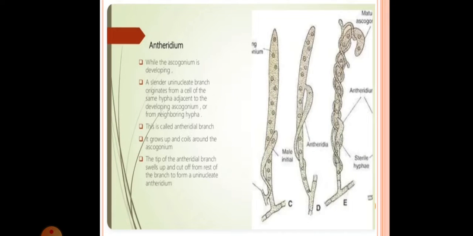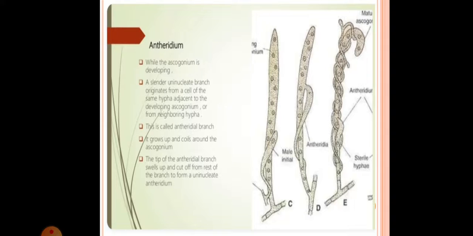The next one is the antheridium. That is the male gamete or male sex organ of Penicillium. While the ascogonium is developing, a cylindrical uninucleated branch originates from a cell of the same hypha adjacent to the developing ascogonium, or from the neighboring hypha. This is called the antheridial branch. It grows up and coils around the ascogonium.